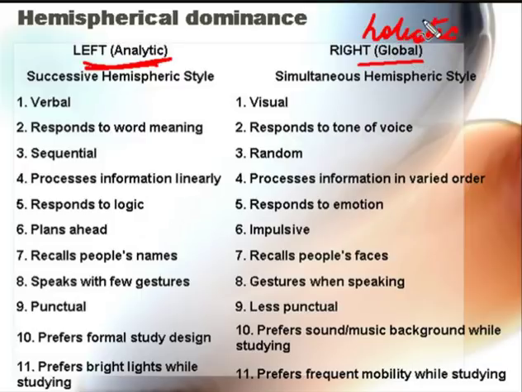The left has a successive type of style. The right has a simultaneous type of style. That's why the left does things in a more sequential and linear manner, and tends therefore to respond to logic, and it tends to plan ahead because everything is done very sequentially. The right one, on the other hand, does things randomly. Everything is done in a varied order. They don't respond to logic as much. They're more emotional, and hence they tend to be more impulsive.